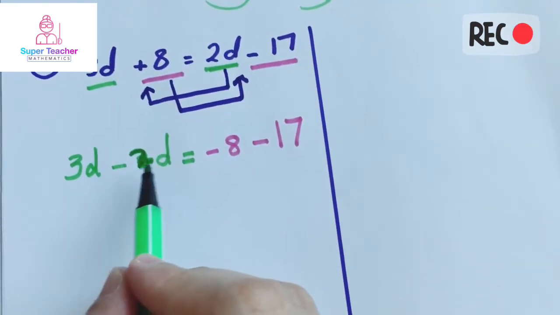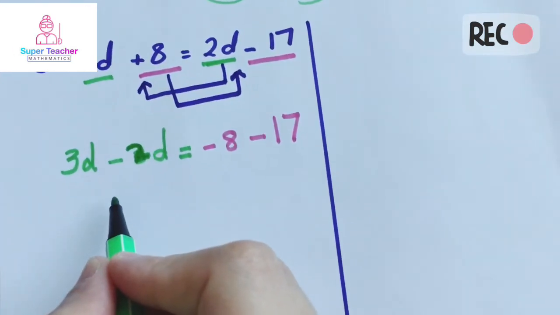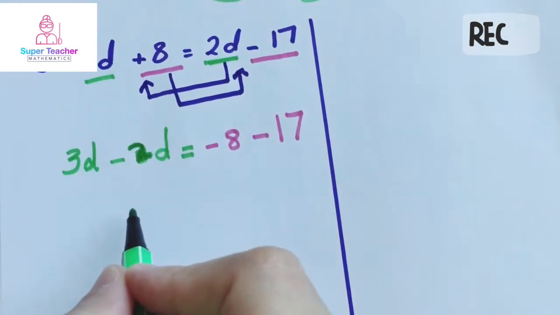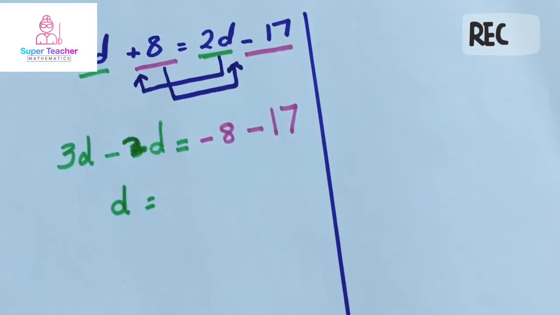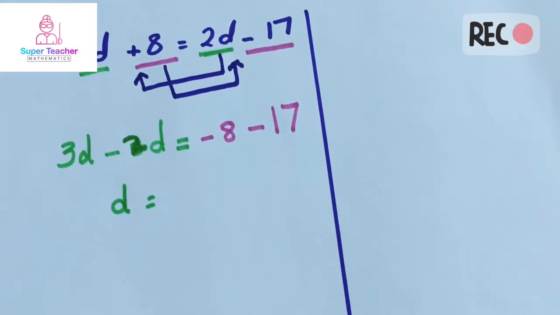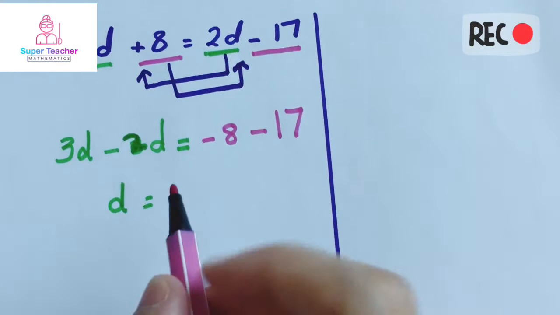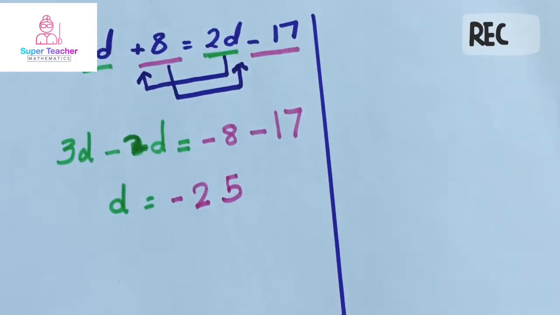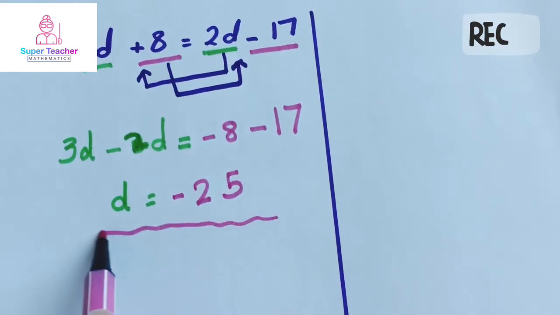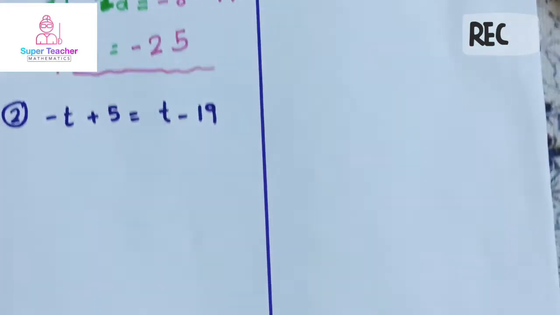Okay, 3d minus 2d equals 1d, but I'm not going to write 1d, I just write d only. d equals negative 8 with negative 17. Negative and negative, we add and the sign is negative, negative 25. This is the first equation. Now let's complete question 2.